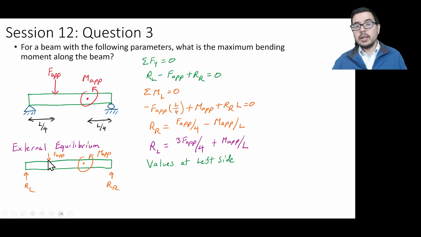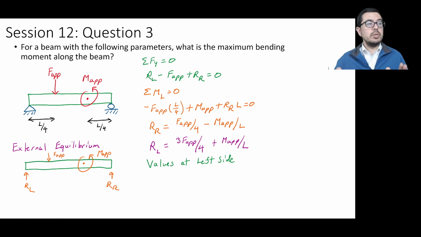You can see that FAP is applying a moment, and also a force to try to keep it down. So there would have to be a reaction force in the vertical upward direction on the right side. Values at the left side. So what does that mean?